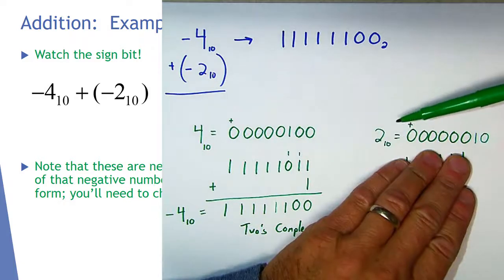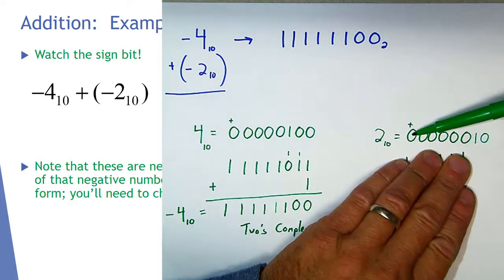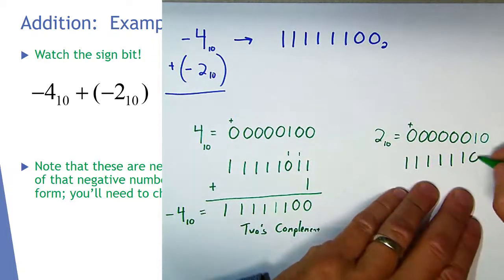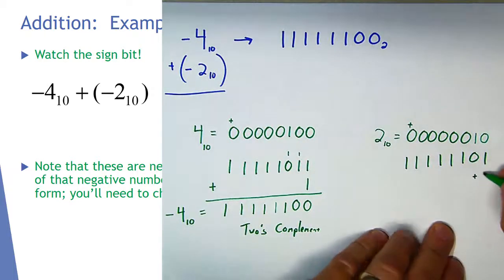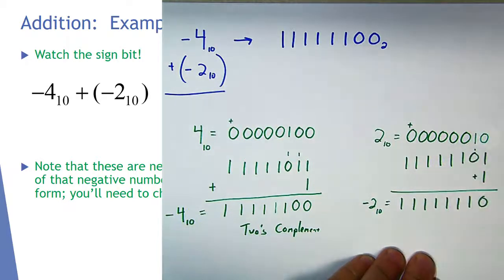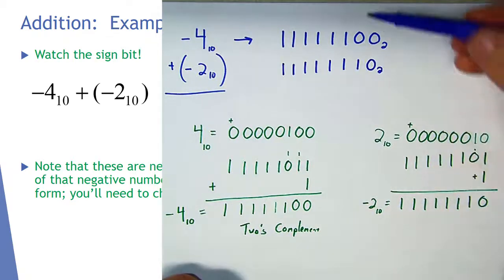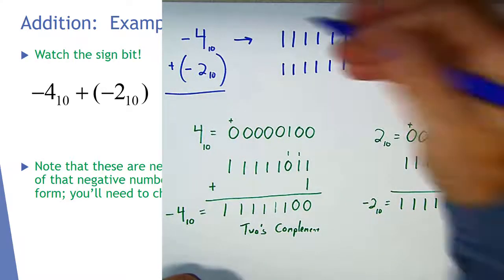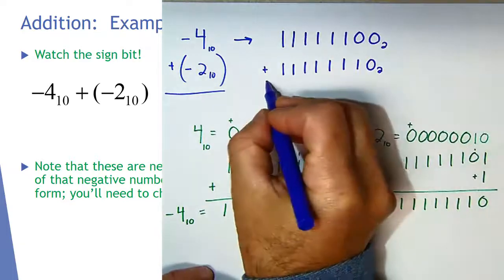And so our representation of 2 using 8 bits will have a 0 in the sign bit, a 1 in the 2's place, and 0 everywhere else. Now if we want to find out what negative 2 is, we're going to take the 2's complement, which will flip the 1's and 0's and add 1. And that gives us the representation for negative 2. And we can make that part of our problem. So we have negative 4 represented, we have negative 2 represented, we can add them up.